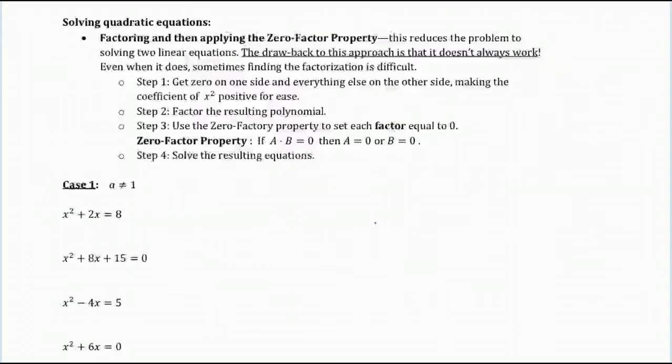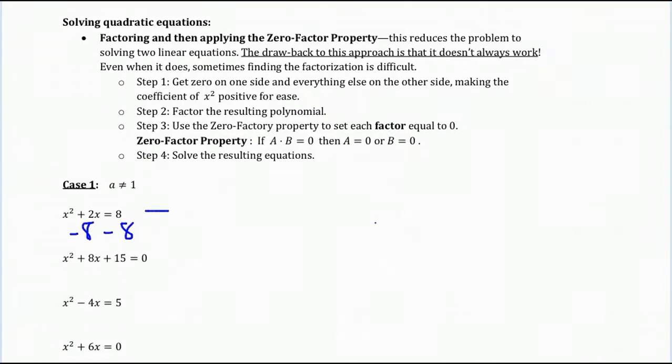Then, once you have it successfully factored, if it does factor at all, you're going to set each factor equal to 0, and then apply the zero factor property to solve the resulting linear equations. Now, this might work, this might not work. All the examples we're going to look at in this video, we can solve by factoring. We will come across some, though, where this approach will fail. We'll have to use either completing the square or the quadratic formula. So let's take a look at this first example.